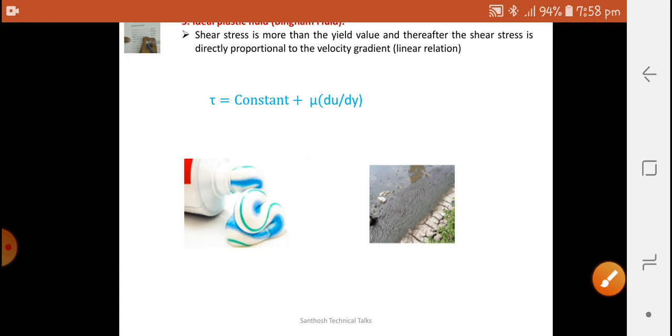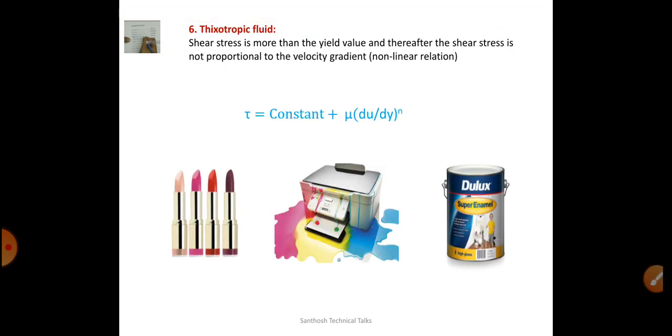For example, toothpaste is one type of Bingham fluid, and mud or slurry is one type of Bingham fluid. And Thixotropic fluids have a non-linear relationship. That is why the shear stress is equal to a constant plus mu into du by dy the whole power n. Examples like lipsticks, enamel, and printer ink are all Thixotropic fluids. There, the shear stress is more than the yield value, and therefore the shear stress is not proportional to the velocity gradient, that is a non-linear relationship between the shear stress and velocity gradient after the yield value. So this is a Thixotropic fluid, and with this the types of fluids are completed.